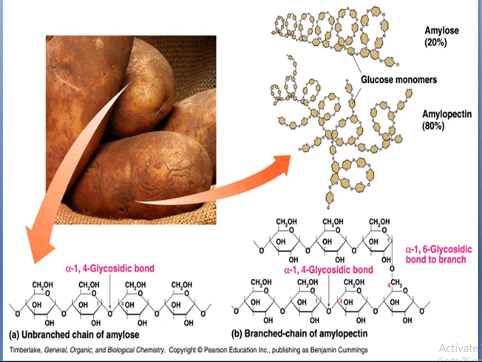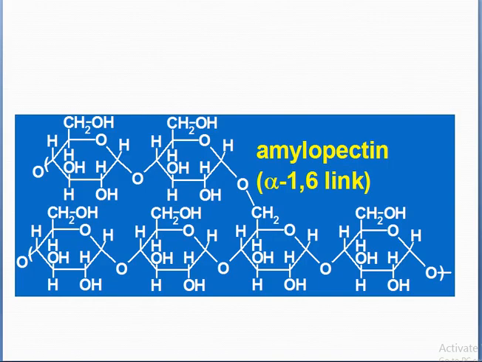You can see here as well, this is A and this is B. There is a linear chain with 1 to 4 anomeric bonds, whereas the branch, which is amylopectin, is connected with 1 to 6. Potato is the main source of starch. This is the branched structure of amylopectin.